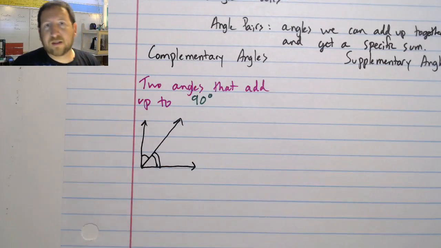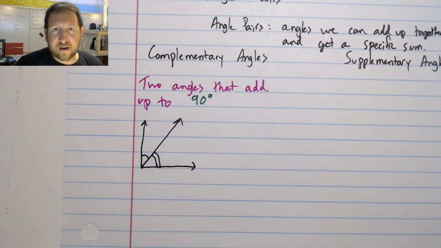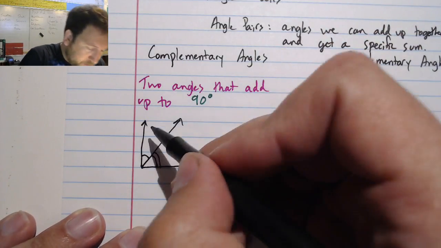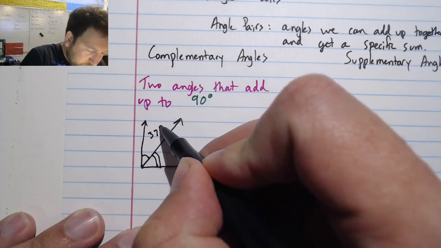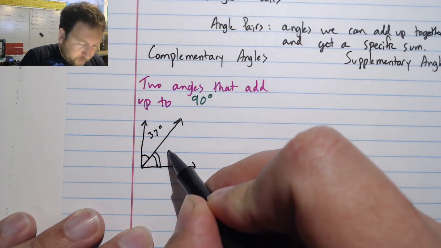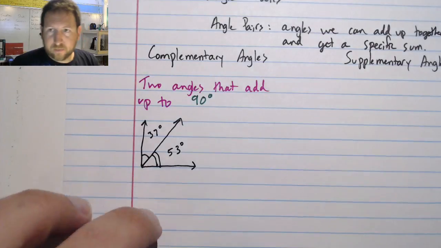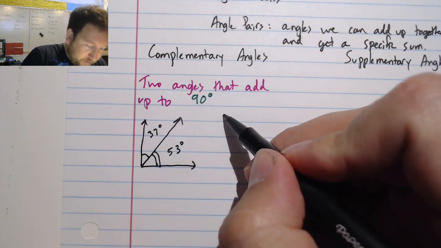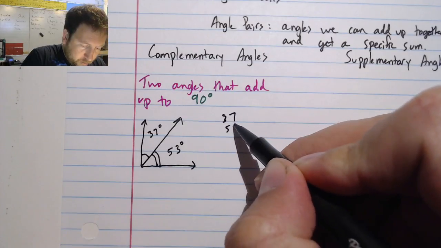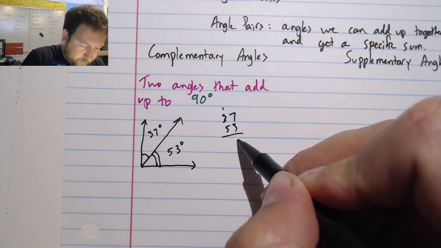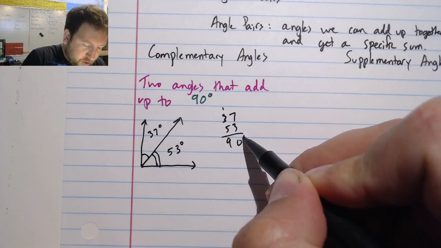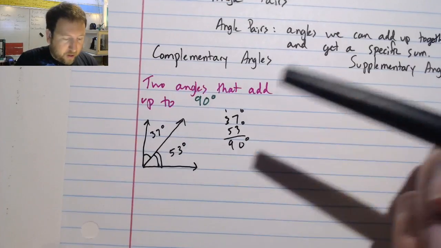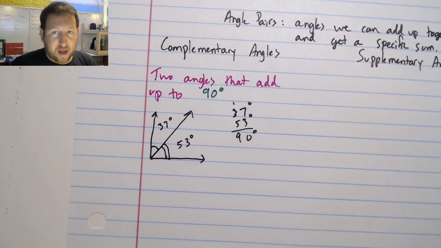This means they are separate angles and they are not equal. In this case, this one might be, for example, 37 degrees, and this one might be 53. When we add these together, we can say 37 and 53, the total is 90. So I can see that these two angles are complementary because they add up to 90.